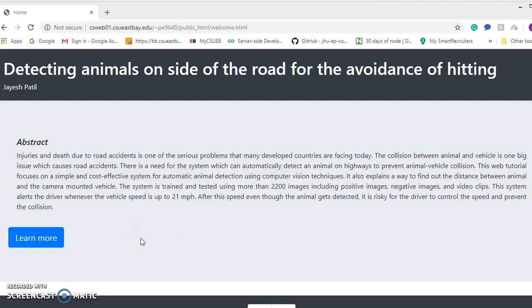We can say that one serious problem all developed nations are facing today is injuries and death due to road accidents. The collision between animal and vehicle is one of the big issues that we all are facing today. So there is a need for a system which can automatically detect an animal on highways to prevent animal-vehicle collision. This web tutorial mostly focuses on a simple and cost-effective system for animal detection using computer vision techniques.